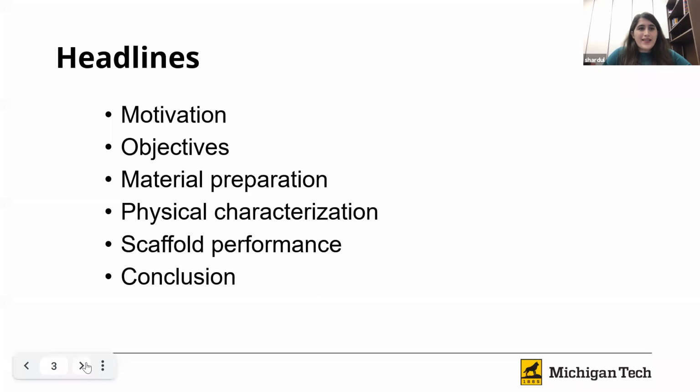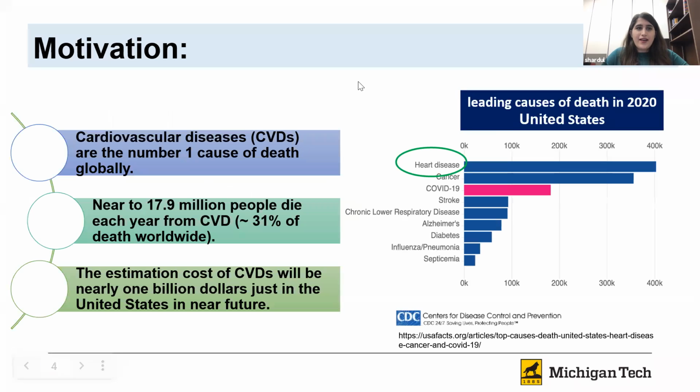Hi, everybody. As you can see, these are the headlines for my presentation. Cardiovascular diseases are the leading cause of death worldwide. As you can see in the chart on the right, these are the leading causes of death in 2020. Also, there are still many cases of COVID-19. Still, heart disease is the main cause of death in the United States. Close to 70.9 million people die from this disease each year, and the estimate is that the cost of CVD in the United States will be close to $1 billion in the near future.